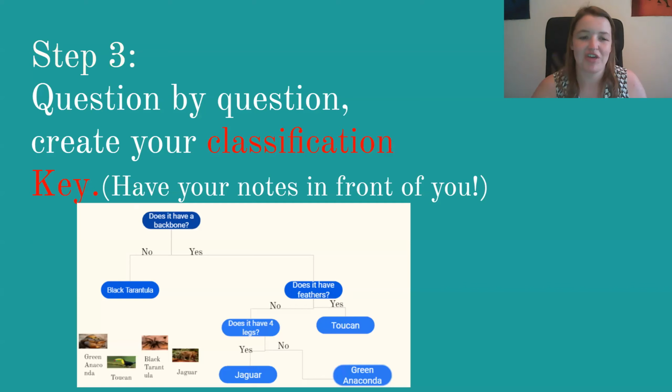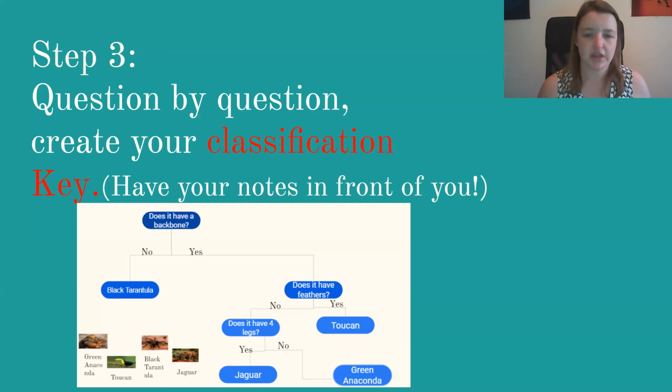Now, you need to start to plan out your classification key. I suggest that you have your page landscape, so not portrait, landscape, and you start with your key question at the top so that you can see clearly and then work down. It might be that you have to go over onto another page, but if you keep your words nice and neat, they should all fit in. Ruler for all those lines.